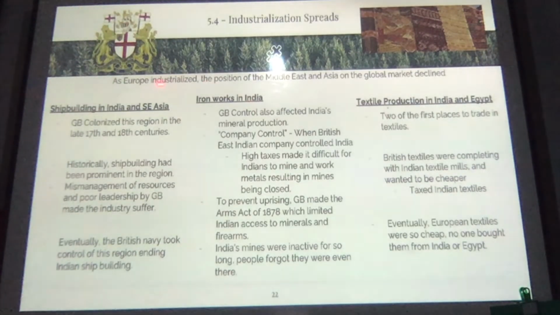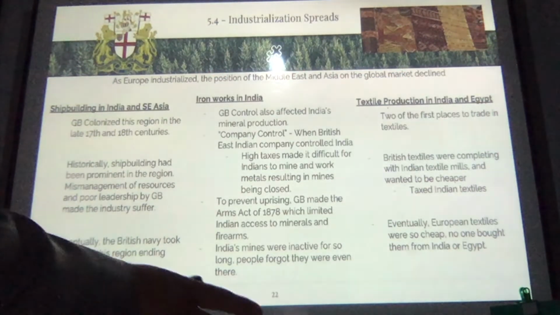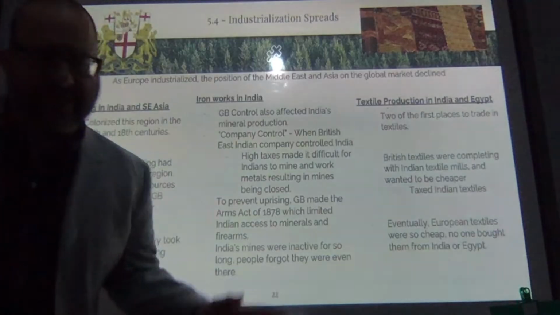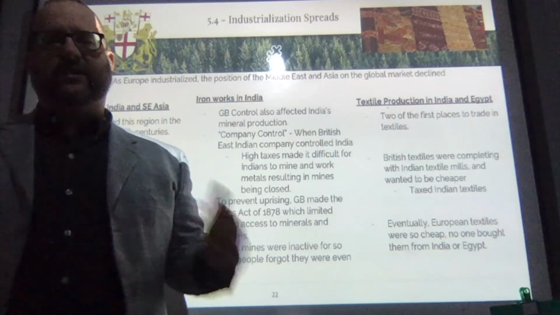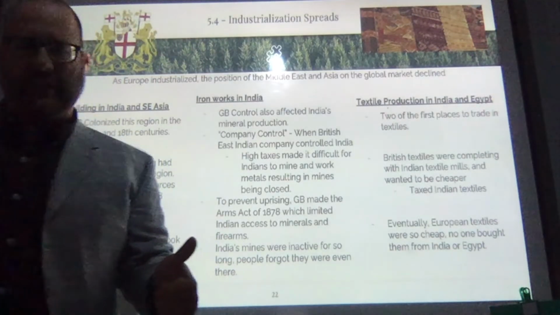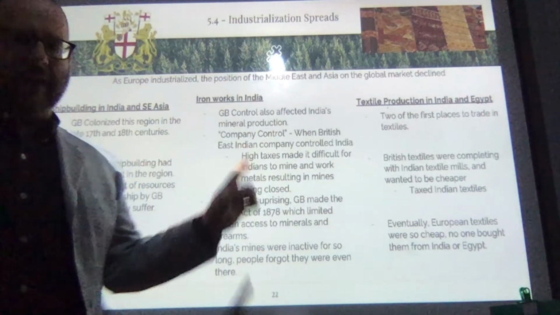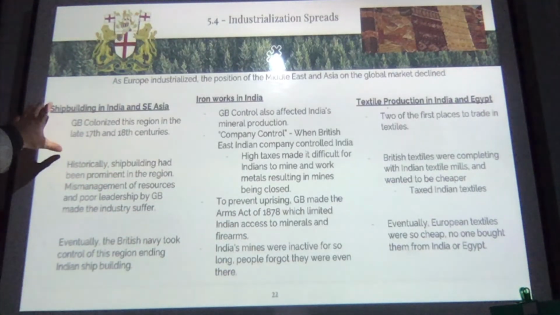Meanwhile, as the rest of the world is industrializing, the position of the Middle East and Asia on the global market declines. So if you really want to look at what is the source of all this European exceptionalism that we see, it's because of industrialization. This is a complete paradigm shift. And as you can see right here, shipbuilding in Asia and Southeast Asia, well, that's going to be colonized by Great Britain, and shipbuilding had been very prominent in the region, and so the industry is going to suffer. The British Navy is going to take control of that, which ends Indian shipbuilding.